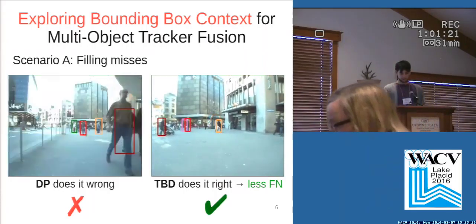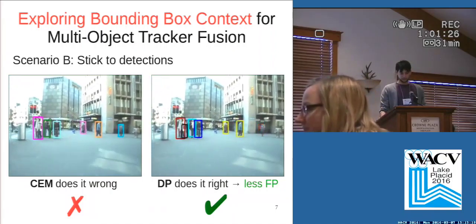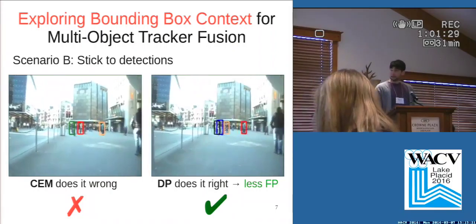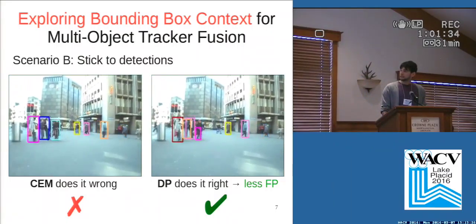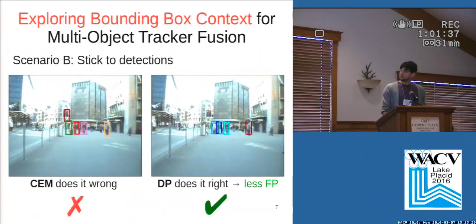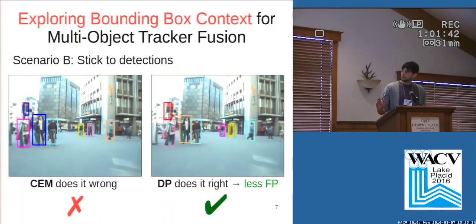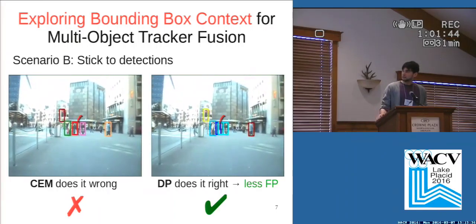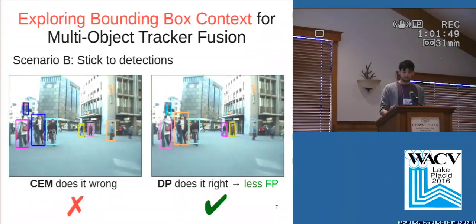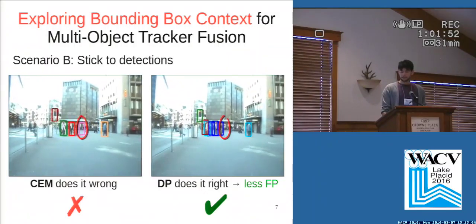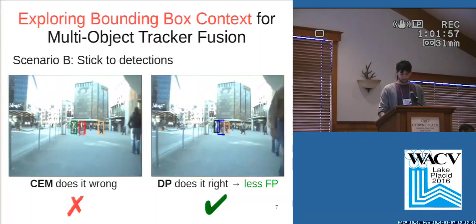But extreme interpolation can also be a disadvantage. Like if you compare it to the CEM tracker on the left here, in scenario B, if you stick to detections, the CEM tracker on the left fails with this interpolation and hallucinates a bit. You get this ghost track that goes from the left to the right, while the DP tracker sticks to its detections, and this results in fewer false positives. And so now we have seen two strengths, two weaknesses.